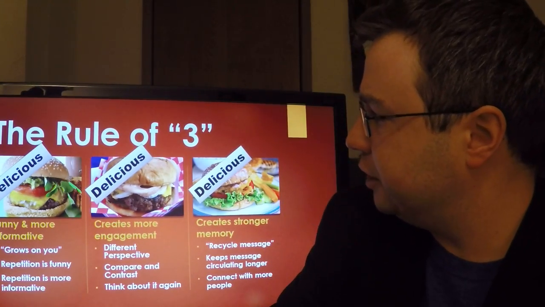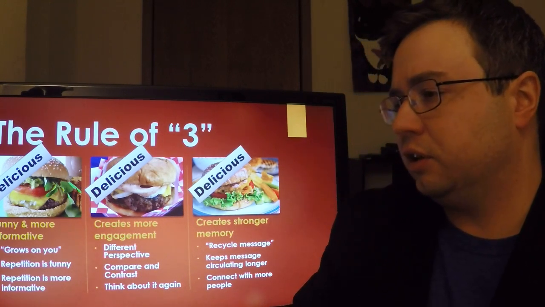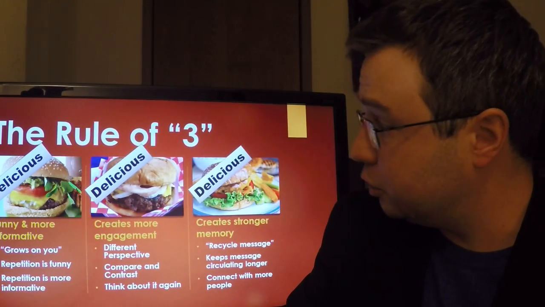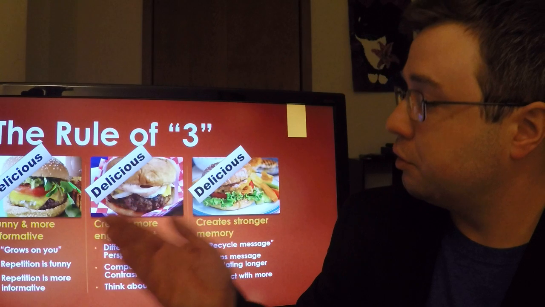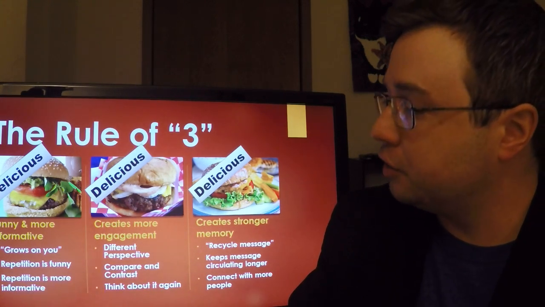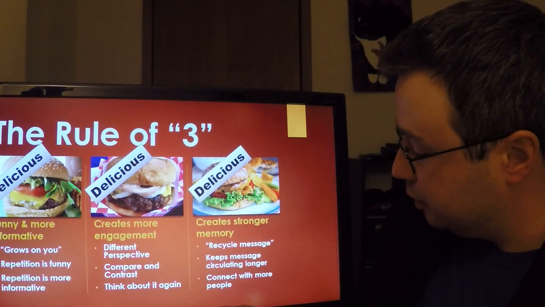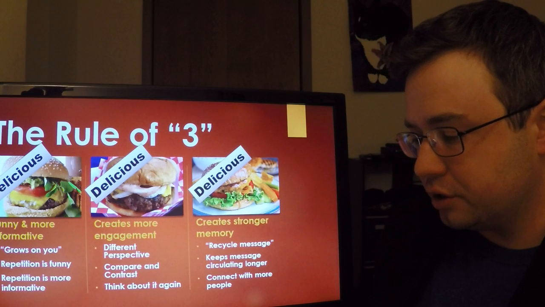And then the rule of 3 also touches on a lot of deeper human things, but honestly, when you do things in threes, you have a greater variety. You connect with more people. You connect more messages to more people.